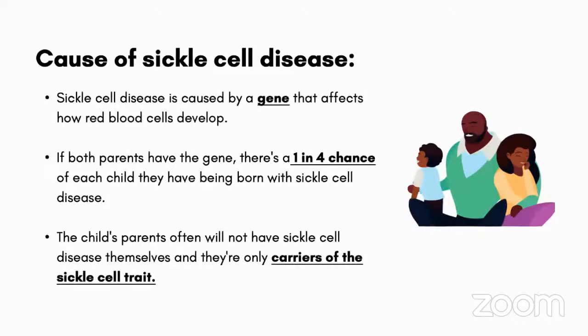The cause of sickle cell disease is genetic. It is caused by a gene that affects how red blood cells develop, and it's normally inherited from parents. If both parents have the gene, there's a 1 in 4 chance, so a 25% chance, of each child being born with sickle cell disease. If the child's parents don't have sickle cell disease themselves, they are normally classified as having a sickle cell trait or being a sickle cell carrier.